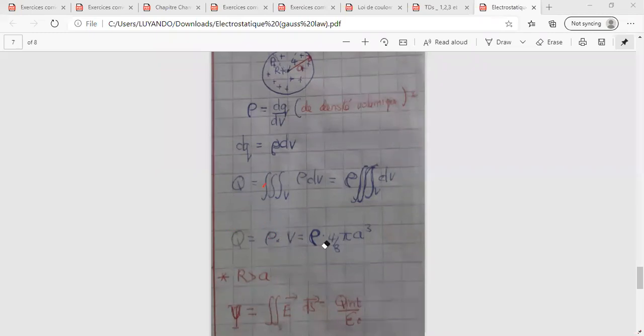And then we know the volume of a sphere. The volume of a sphere is equal to 4/3 pi R cubed. In this case, the radius they told us is A. So where there's R, you put A. Are we clear up to that part? Yes, we are.